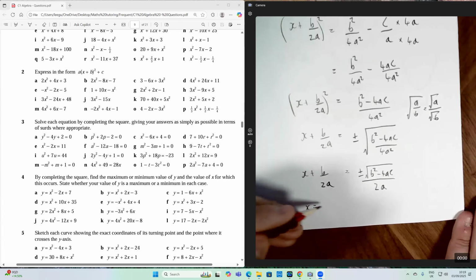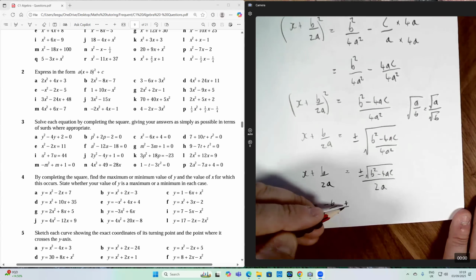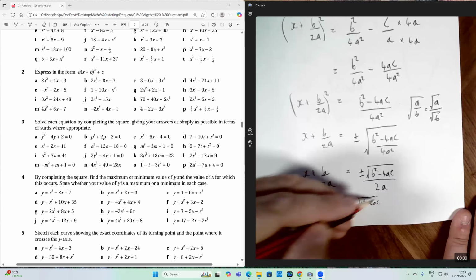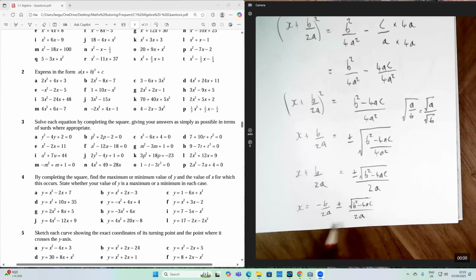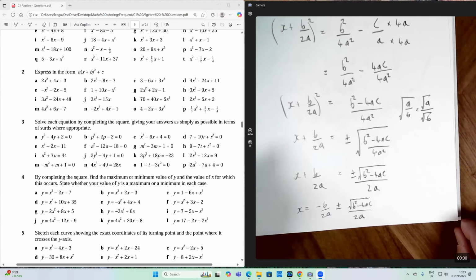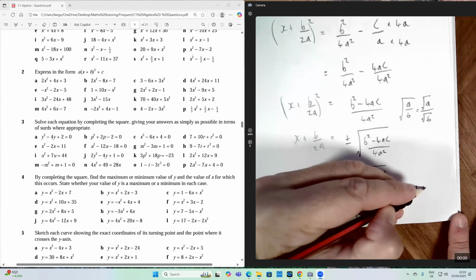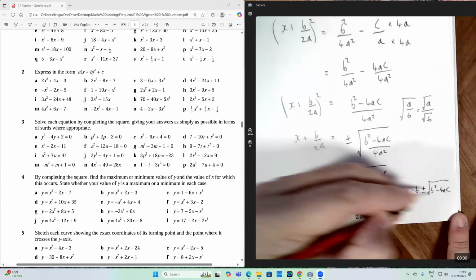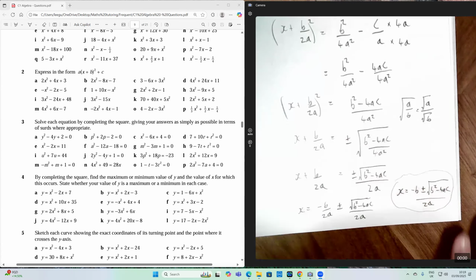So I've now got x is equal to minus b over 2a plus or minus the square root of b squared minus 4ac all over 2a. And then finally, because these two fractions both have a common denominator of 2a, I can combine those into a single fraction. So I have that x is equal to minus b plus or minus the square root of b squared minus 4ac all over 2a. And we have derived the quadratic formula.